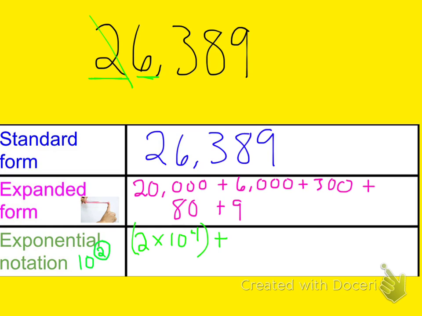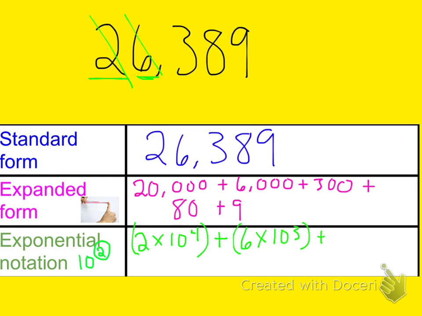We're done with the 2. We're going to move over to the 6. So we're going to do 6 times 10. The 6 is in the thousands place. So if we're looking at 1,000, there's 1, 2, 3 zeros. So that tells us our exponent is 3. That step goes in parentheses. We put our plus sign in.